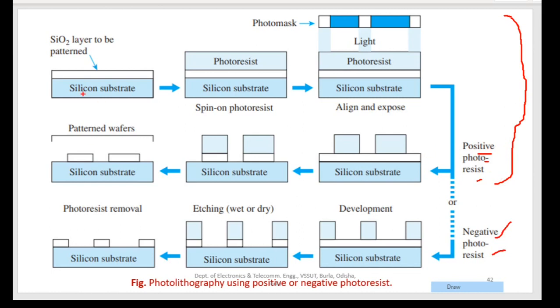So here a silicon substrate is taken. This is the wafer actually. And the SiO2 layer to be patterned. This is the silicon dioxide layer that is formed by the oxidation process. So this is the SiO2 layer, and then on the top of this SiO2 layer one more layer is deposited. In this case it is the positive photoresist material, right? This is also a kind of material that is used in the photolithography process.